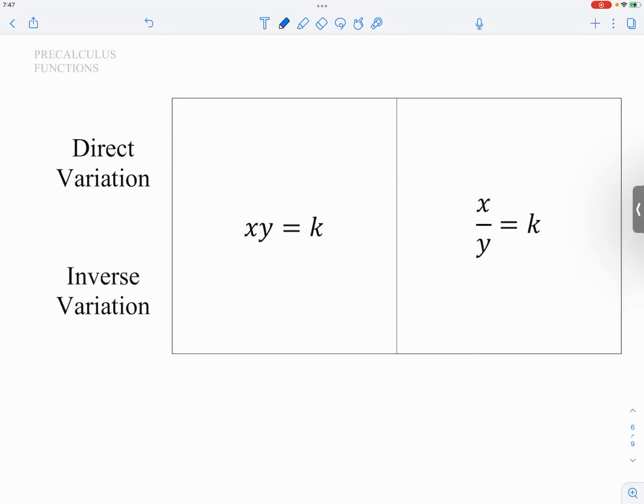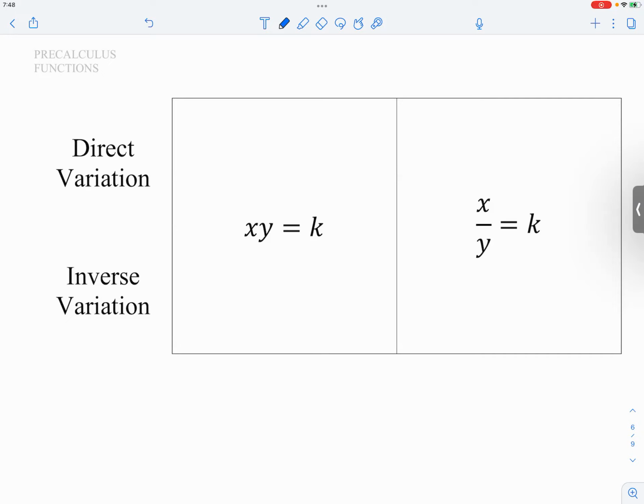We have two equations here. We have x times y equals k and x over y equals k. Do not turn to the next page. Just look at the screen. Okay, so now one of them is a direct variation and the other one is not indirect, it's inverse variation. Okay, now let me explain to you what it means.